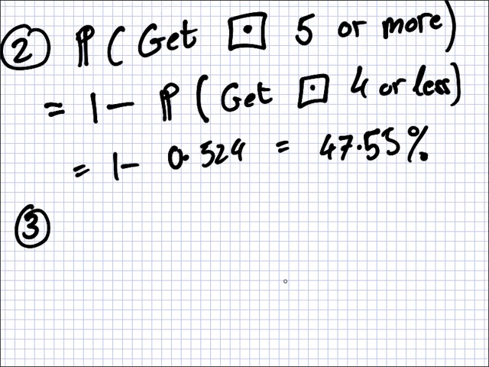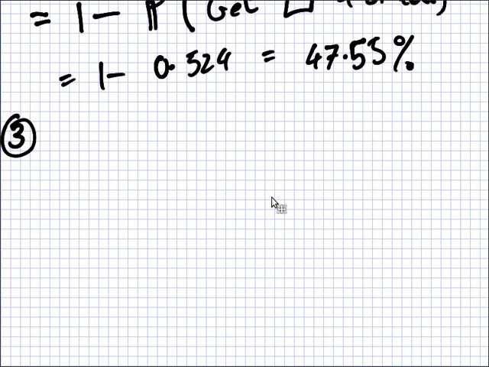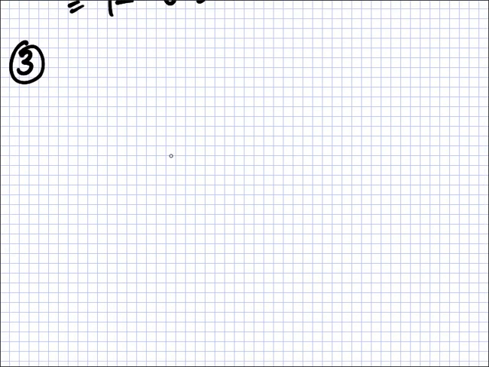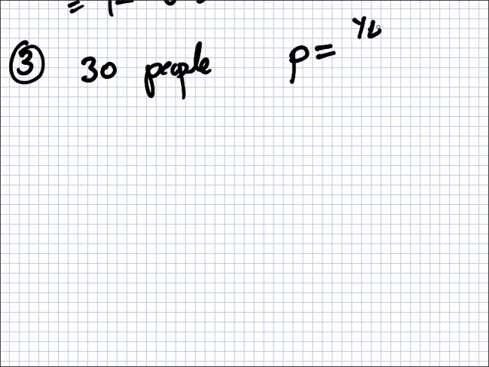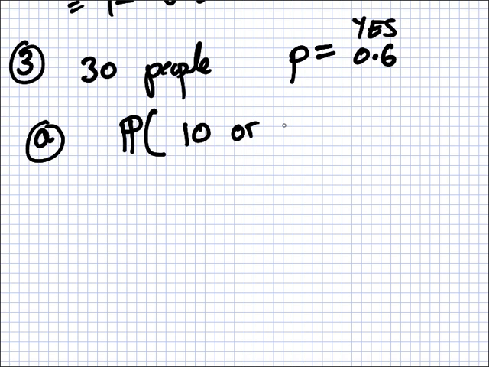So, okay, another example now. Let's make this one a little bit harder. We'll change it a bit. So, again, we'll stick with the same table, 30 people. And the probability that somebody votes yes, this is the probability of getting a yes vote, we'll say it's 0.6. I want to know the probability of 10 or more yes votes.